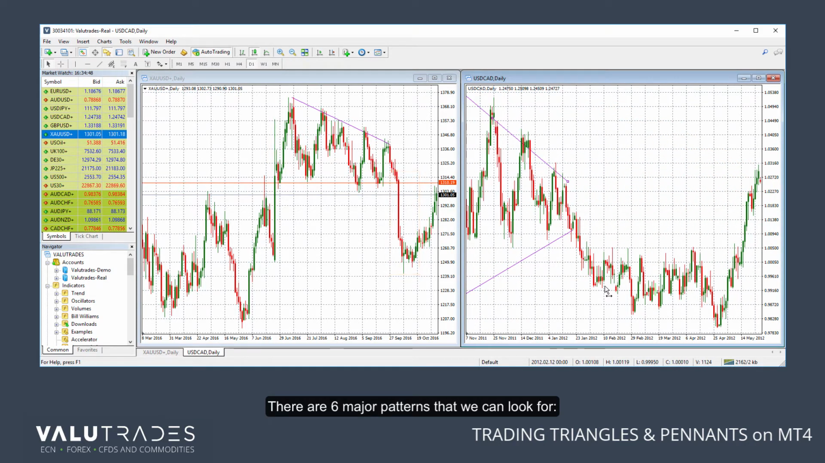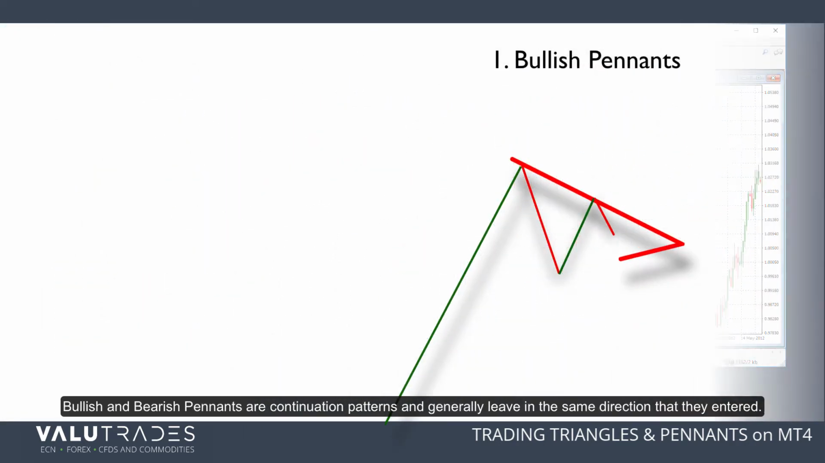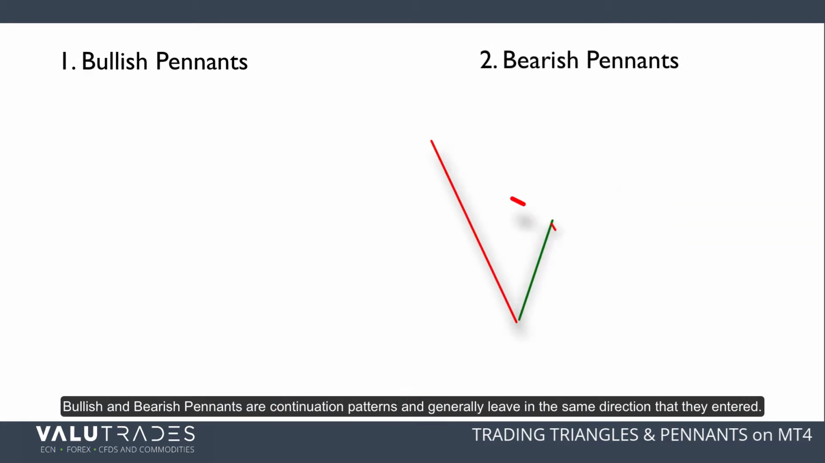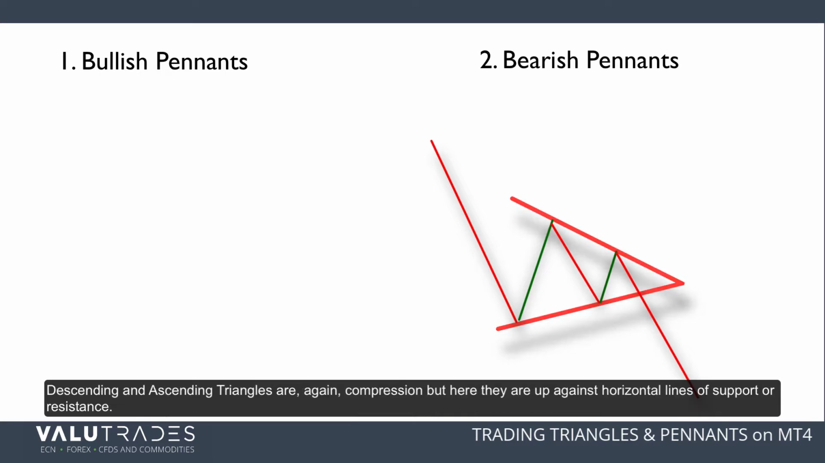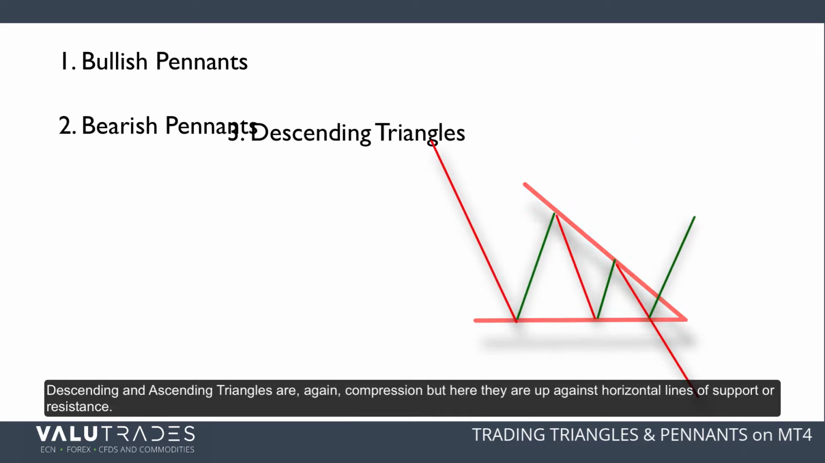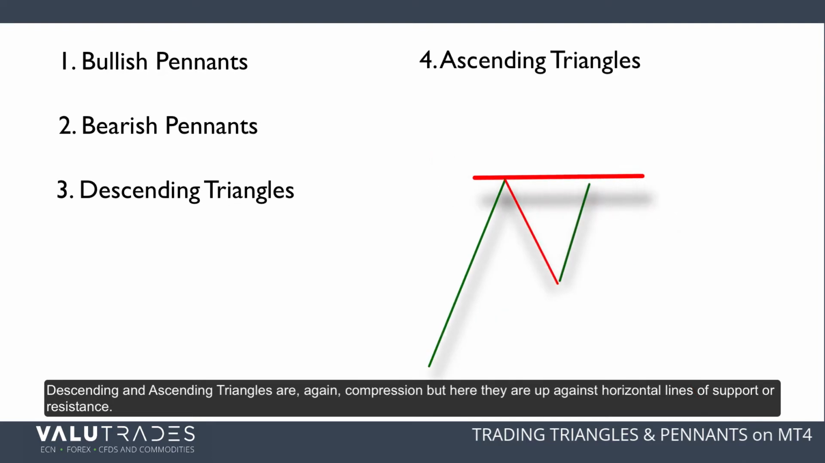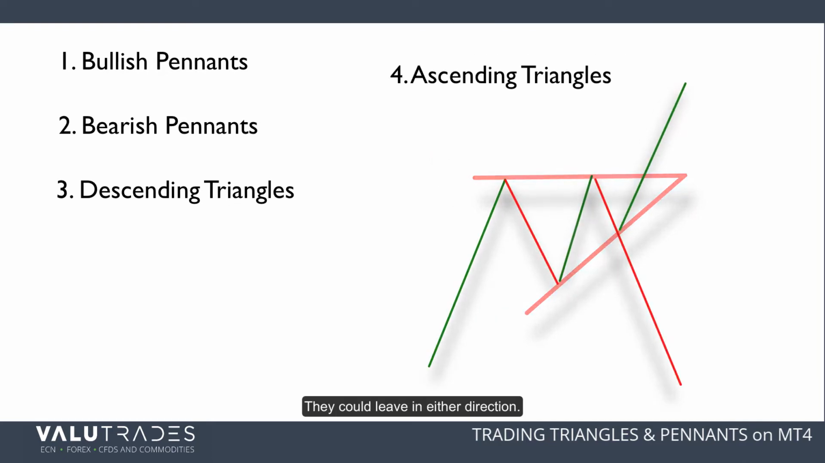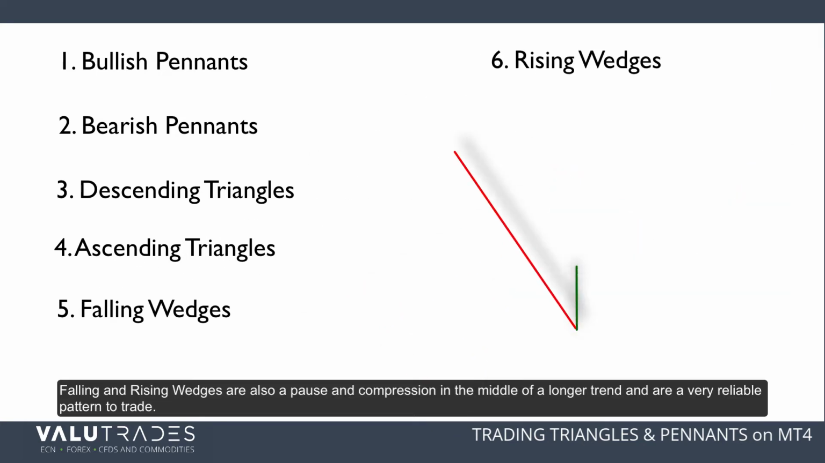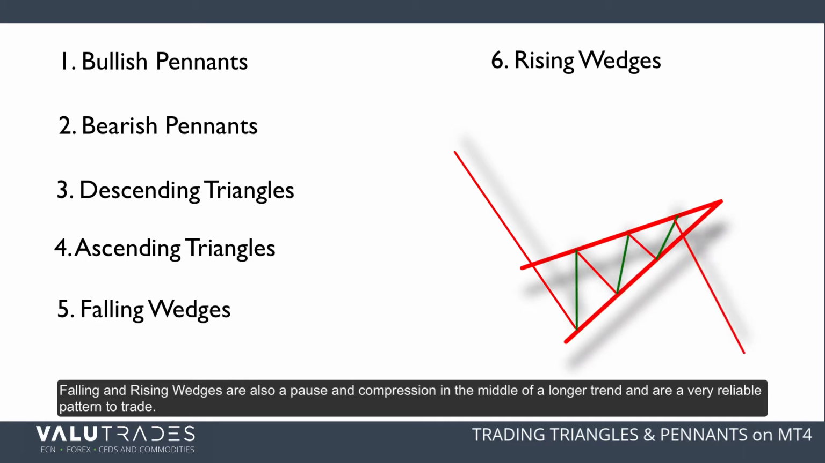There are 6 major patterns that we can look for. Bullish and bearish pennants are continuation patterns and generally leave in the same direction that they entered. Descending and ascending triangles are again compression, but they are up against horizontal lines of support or resistance. They could leave in either direction. Falling and rising wedges are a pause and compression in the middle of a long trend and are a very reliable pattern to trade.